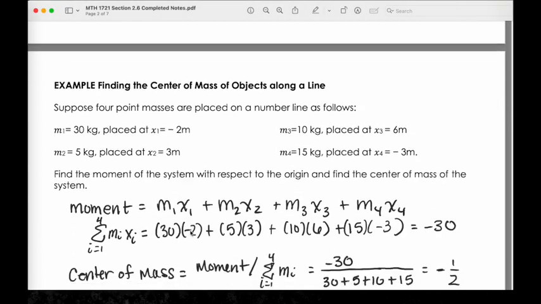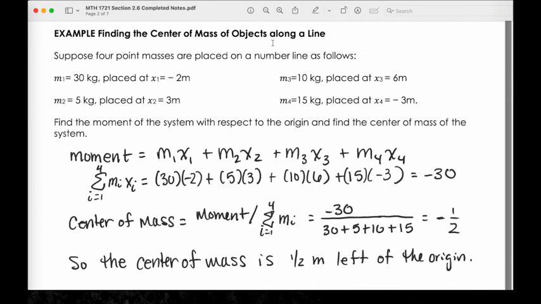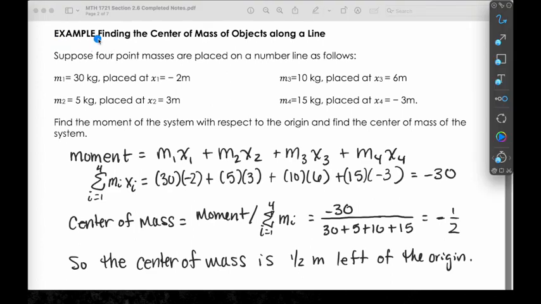Okay, so let's look at our first example. Finding the center of mass of objects along a line. Suppose 4-point masses are placed on a number line as follows. So we have the mass in kilograms, that's our m's, and then the distance from the origin is our x's. It says find the moment of the system with respect to the origin and find the center of mass.